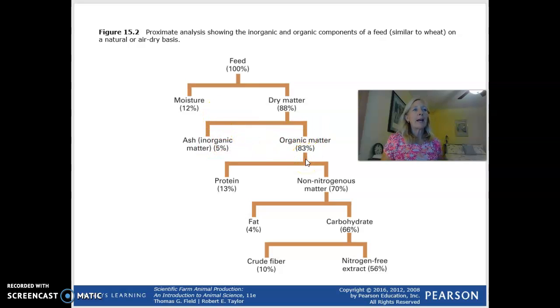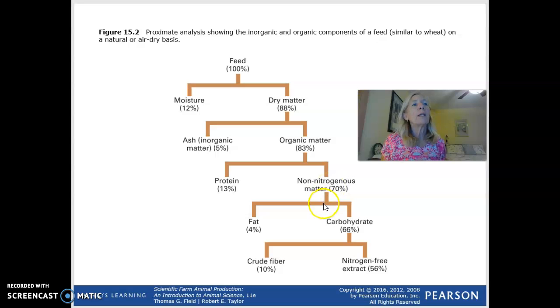And then we can break that down using another chemical test done in the lab, and we can extract the protein. And so protein is one of the nutrients you're familiar with. So this feed sample, which I think they said just a feed, and then they said similar to wheat, has about a 13% protein level in it. So that is a nutrient we can extract. And then what's left is called non-nitrogenous matter. And it's called non-nitrogenous because proteins contain nitrogen. So this residue doesn't contain nitrogen. It contains carbon, hydrogen, and oxygen.